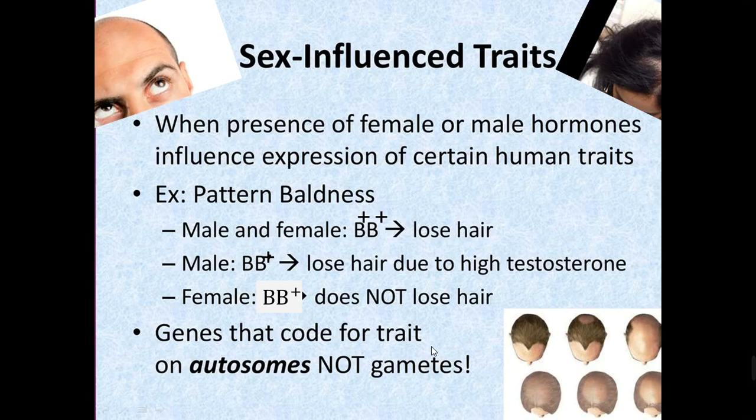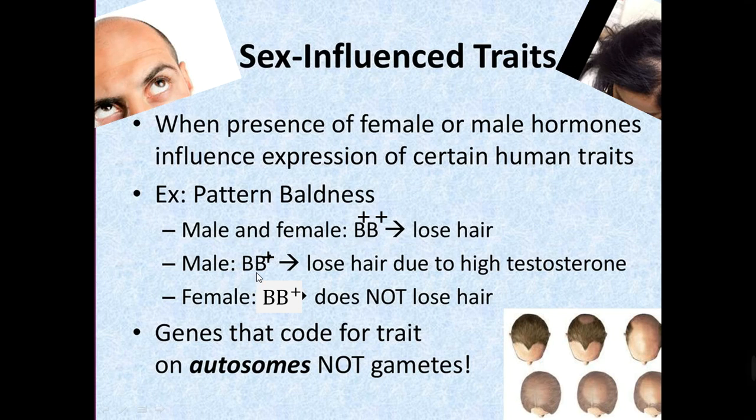So sex-influenced traits are those where the presence of female or male hormones influences the expression of certain human traits. Example of baldness: as we said, it's on a somatic chromosome, so it will take the letter B for baldness, and this plus will represent the amount of hormone secreted at puberty that will affect the trait. So if the male has a genotype BB and has 2 pluses, he will be affected by baldness. If the female has these 2 pluses, she will be affected by losing hair.